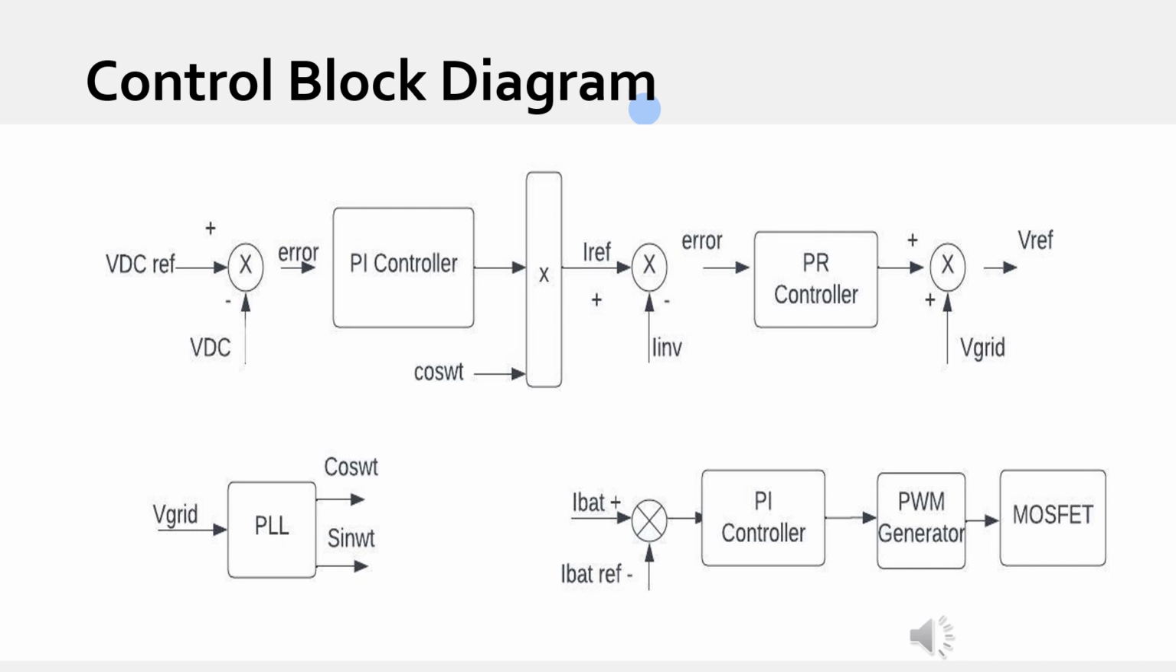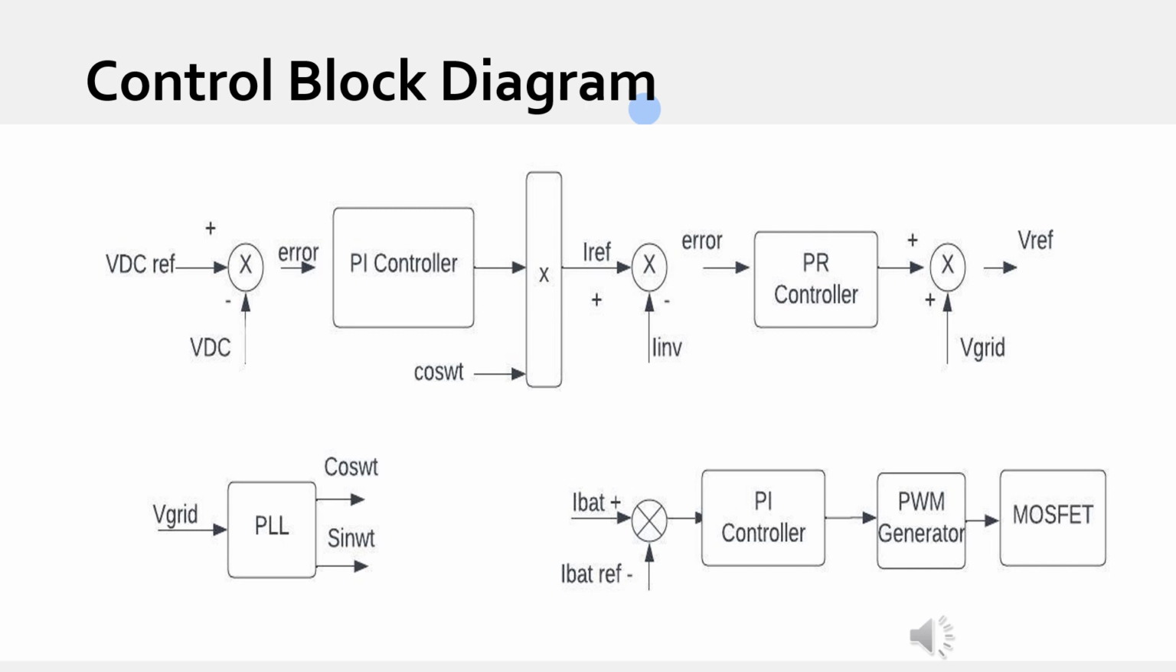The output from the PI controller was then multiplied by cos omega t to get our current reference, and then this current reference was compared to the inverse current from the inductor. This inverse current is basically the reverse current that flows when there is a sudden interruption of the system, and the difference between the current reference and the inverse current was then sent to a PR controller. The PR controller is the proportional resonant controller, and it is more capable of efficiently handling resonant load or load that can change very frequently.